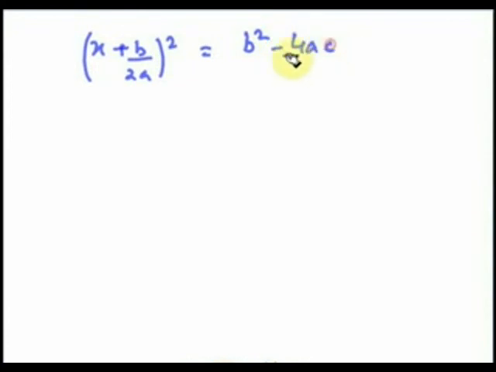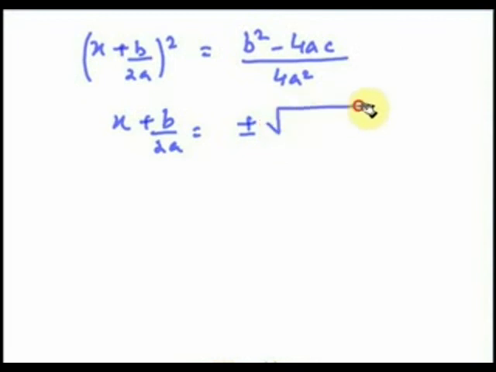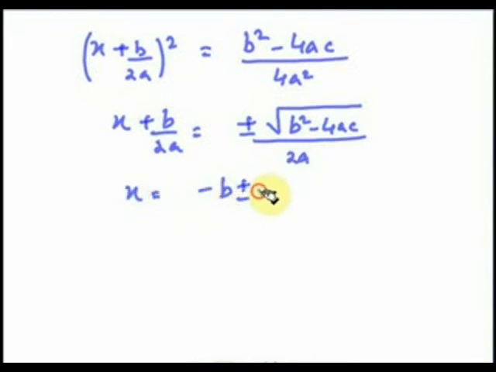So if we expand the term, we have x plus b upon 2a whole square is equal to b square minus 4ac upon 4a square. If we take the root on both the sides, we will get x plus b upon 2a is equal to plus minus under root of b square minus 4ac upon 2a. The value of x is equal to minus b plus minus under root of b square minus 4ac upon 2a.